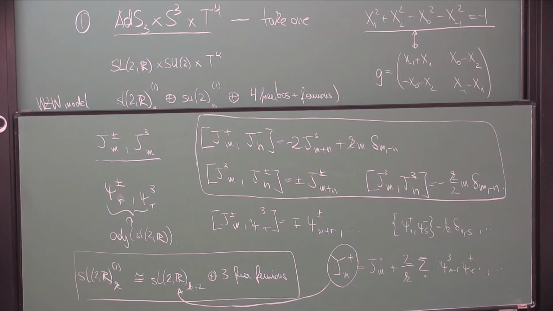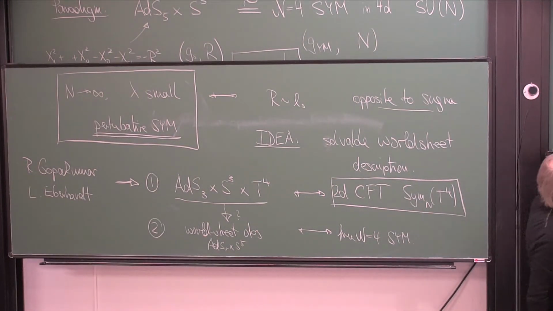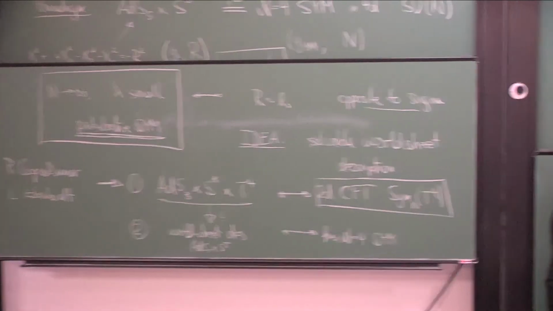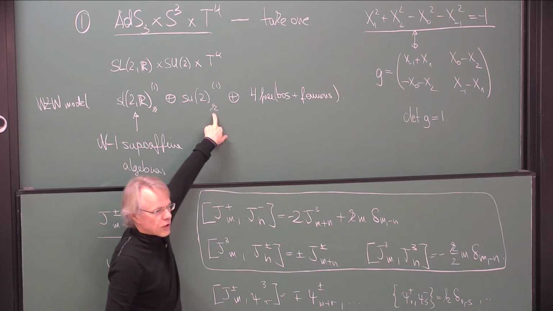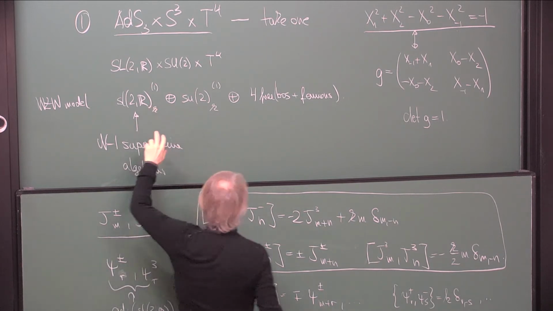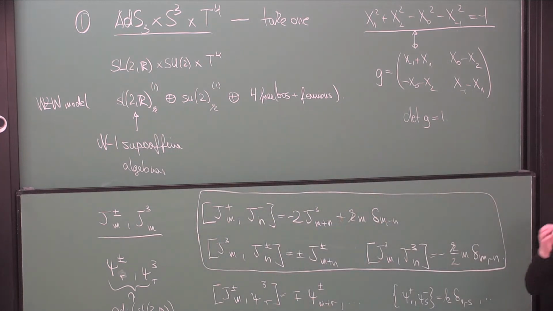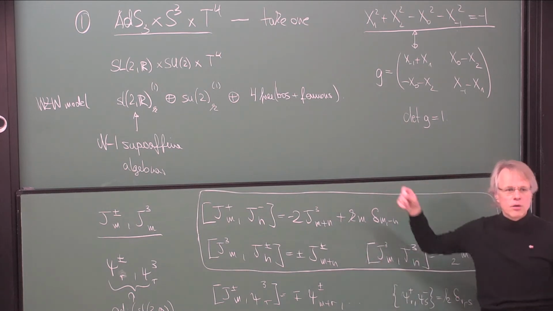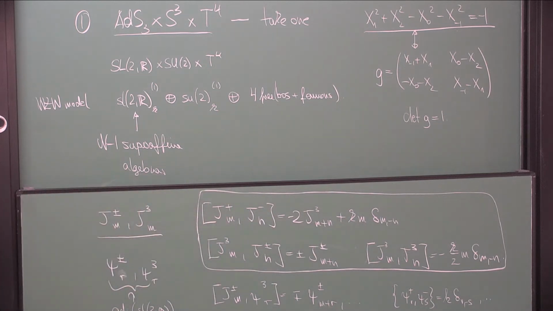So after the dust has settled, what this means is that this worldsheet theory is an SL(2,R) affine Kac-Moody algebra at level k+2, and an SU(2) affine Kac-Moody algebra at level k-2, plus 6 free fermions, which I've decoupled, plus 4 free bosons and 4 free fermions. That's the worldsheet theory that you get after decoupling the fermionic degrees of freedom from the affine Kac-Moody algebra degrees of freedom.